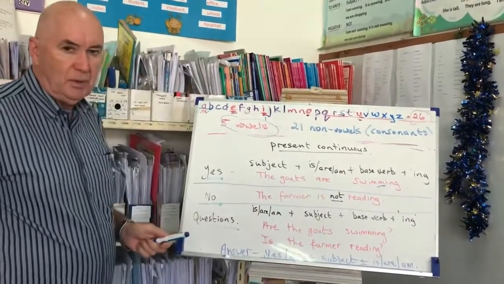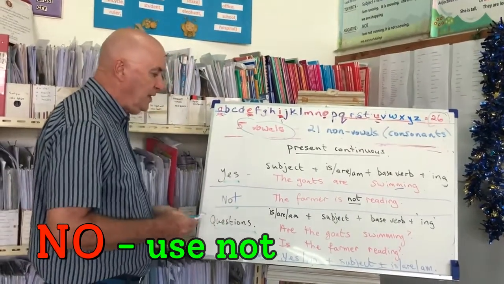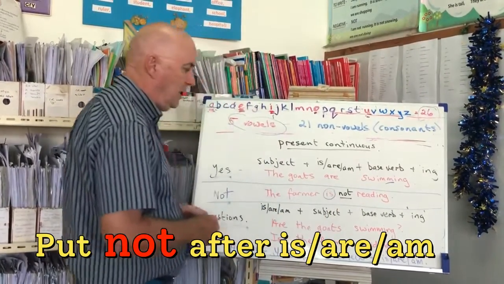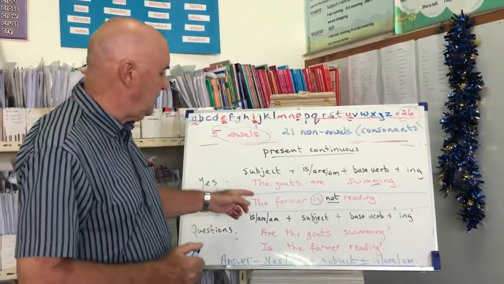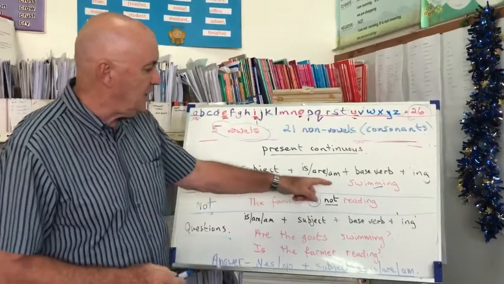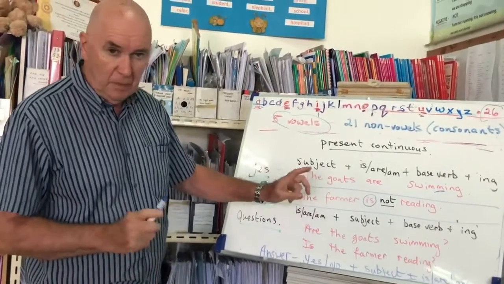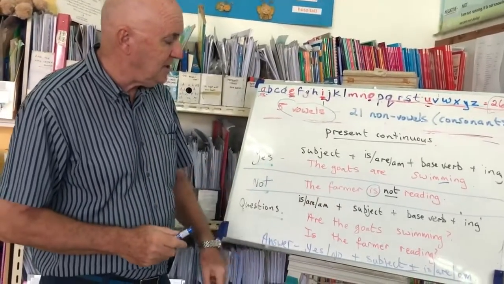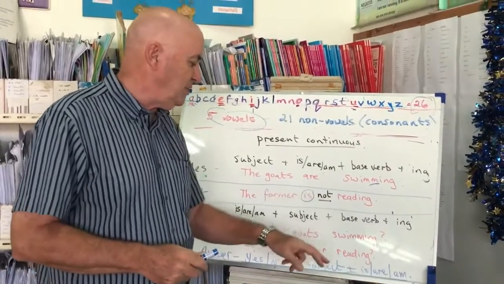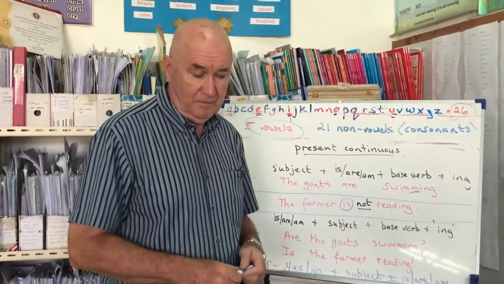How do we say no? Well, to say no, we just use this word not. And we put not after is, are, or am. So we would say, the farmer is not reading, or the goats are not swimming. Who are we talking about? The farmer. One farmer, so we must use is. And then our base verb is read, ing. The farmer is reading. No, the farmer is not reading.